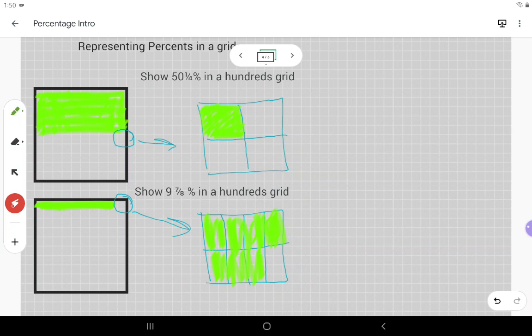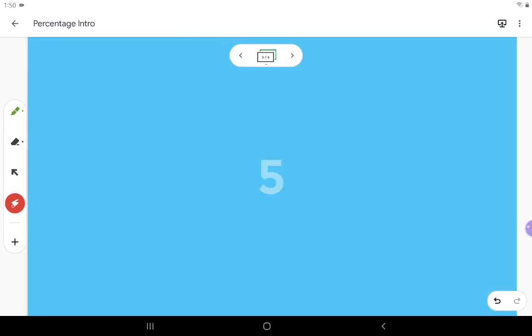Okay, so we have percents that are smaller than 1. We'll often be working with percents smaller than 1 when we're talking about things in science, or if you're looking at concentrations of a chemical in water, that would be a great spot where you might have a percentage that is smaller than 1.